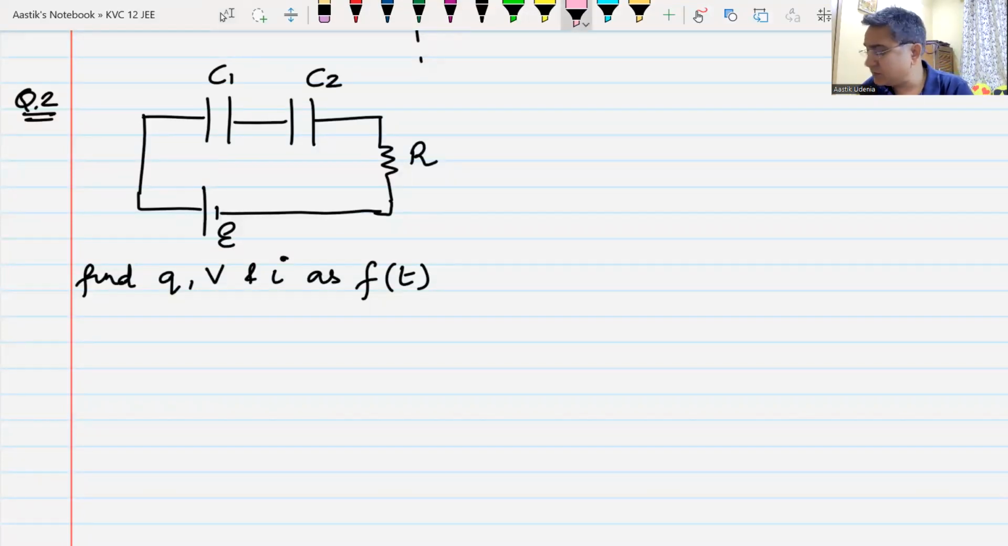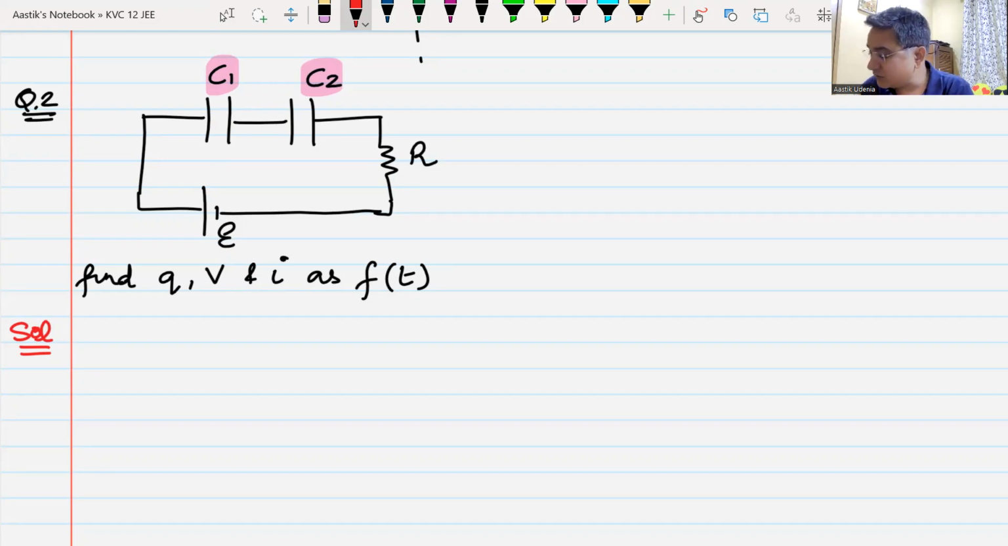What you have to do: both the capacitors, understand, are initially uncharged. Both the capacitors are in series. You can find out the equivalent capacitance, then it becomes one capacitor with R. And I can straight away write the answer from what I have understood about this circuit. The charge on the capacitors, remember, both are in series, both are initially uncharged. The charge on each capacitor would be the same.